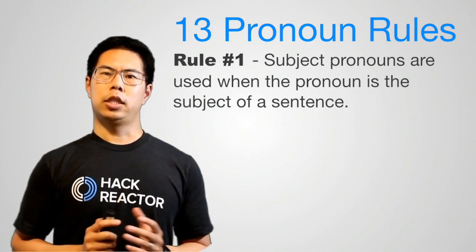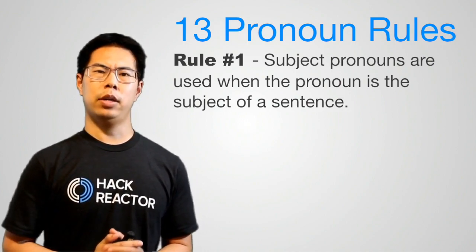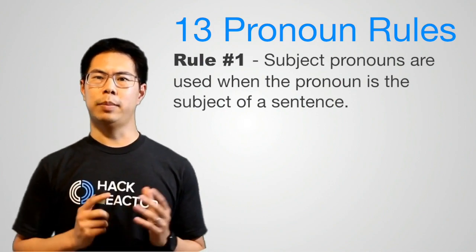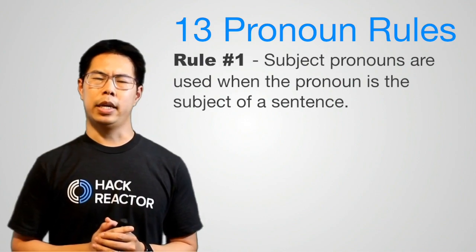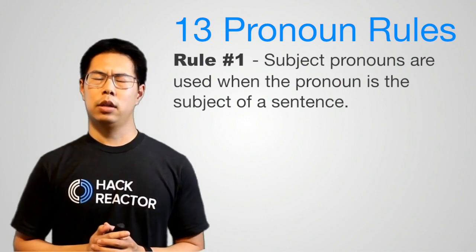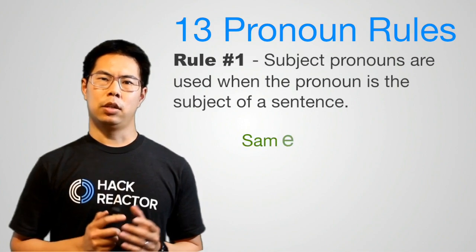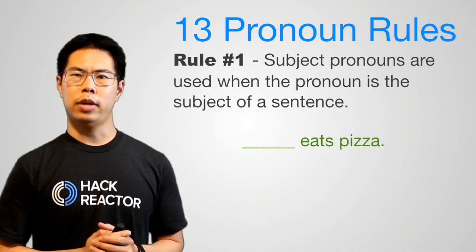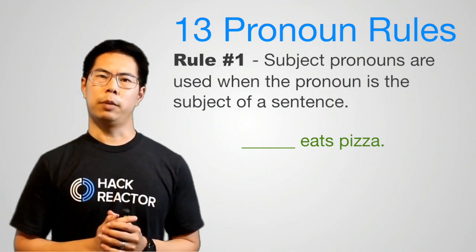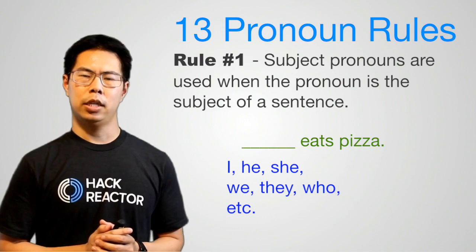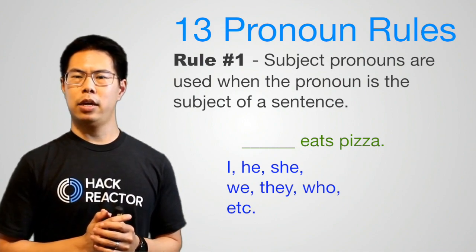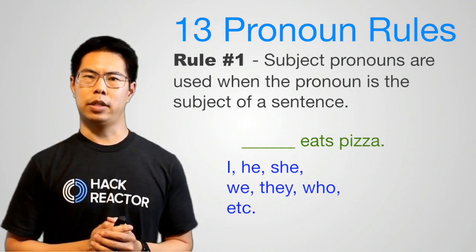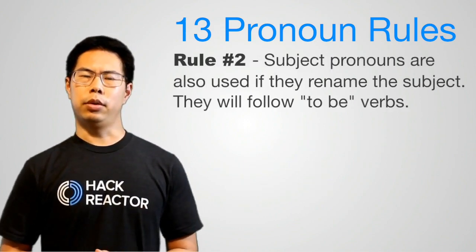Rule number 1. Subject pronouns are used when the pronoun is the subject of a sentence. You can remember subject pronouns easily by turning the subject of a simple sentence into a blank and seeing what can fit in there. For example, we can use the sentence, Sam eats pizza. Replace Sam with a blank and see what pronoun would fit in the blank. So we could put in the blank I, he, she, we, they, who, etc., which means that all of those words are subject pronouns.